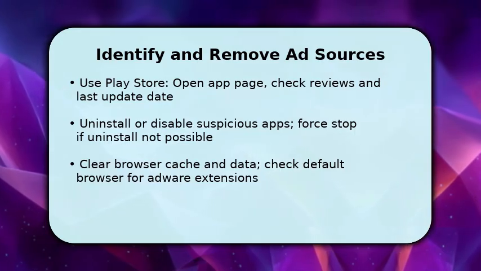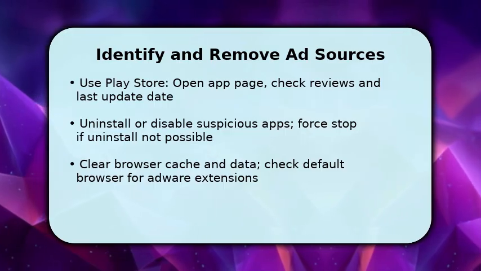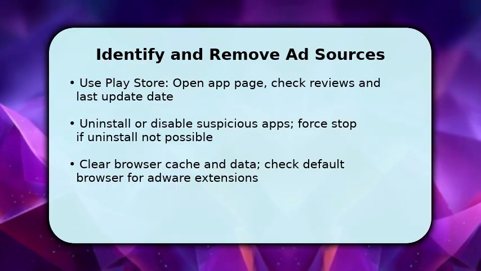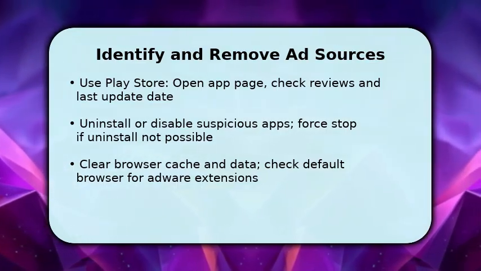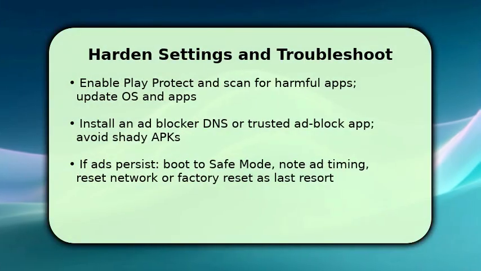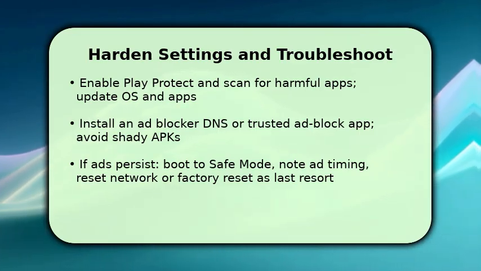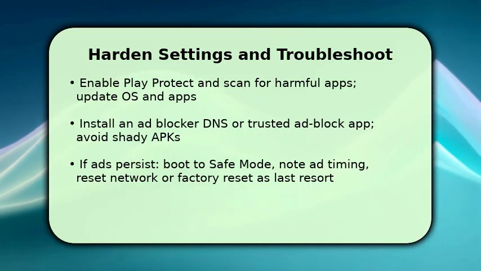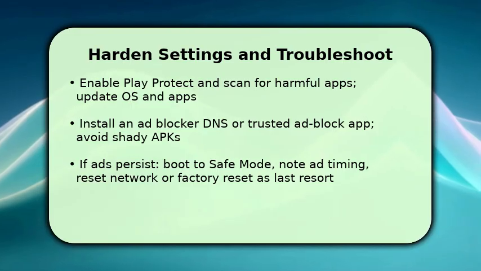Once removed, clear browser cache and site data in Chrome or your default browser and remove unknown extensions. This prevents persistent web ads. Make sure to reboot so system cleaners and permission changes take full effect. To finish, harden your phone, enable Play Protect, run a full scan, and update Android and all apps to close security holes. Then set a private DNS to a reputable ad blocking provider or install a trusted ad blocker app from Play Store to stop in-app and web ads.